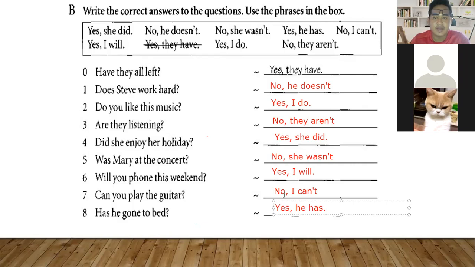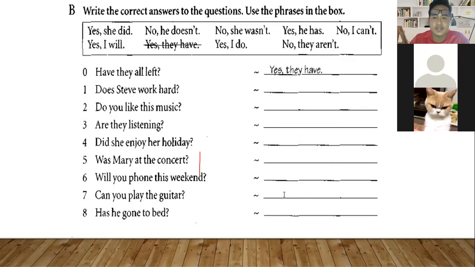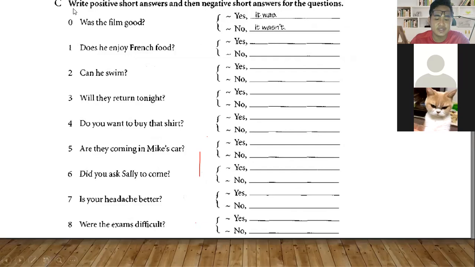Okay, next one. This is point three. Write positive short answer and then negative short answer for the question.